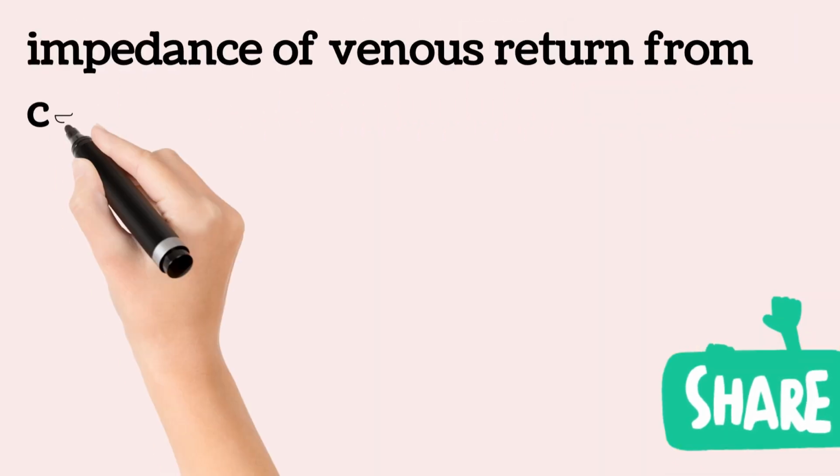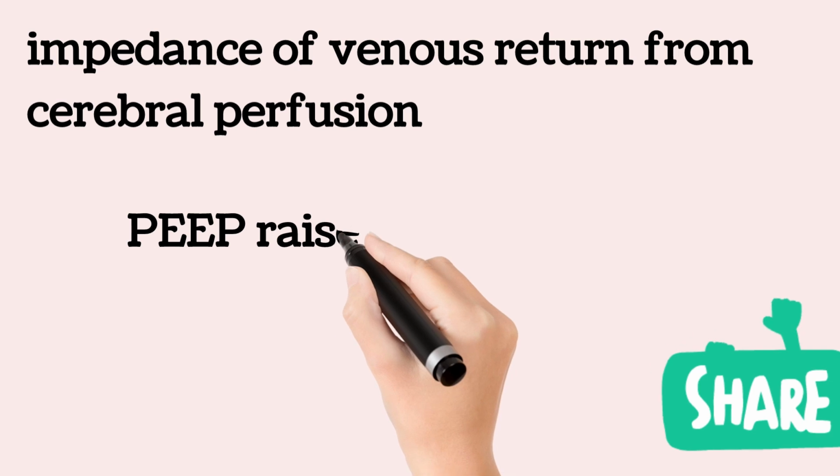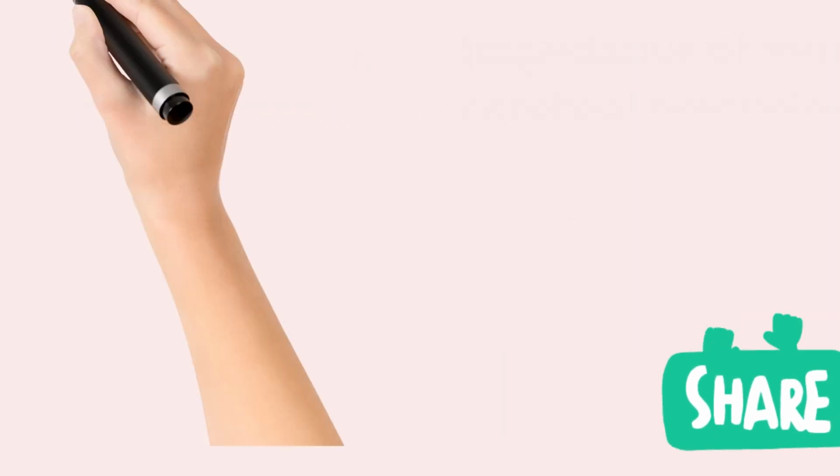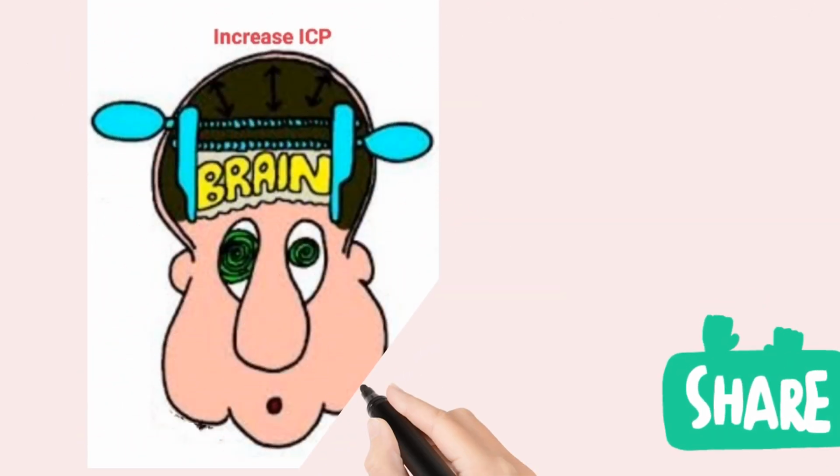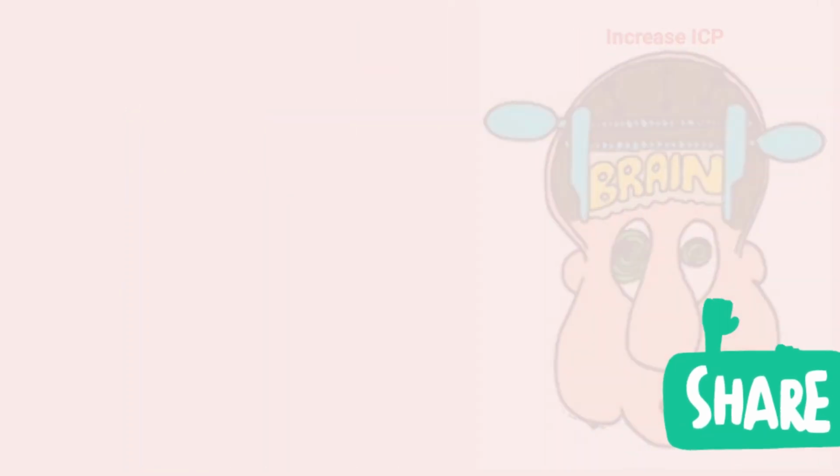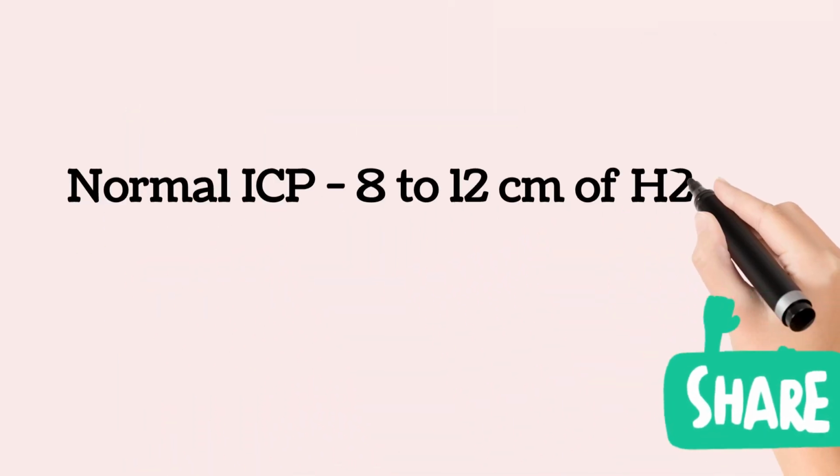In patients with normal lung compliance, PEEP may raise the intracranial pressure due to an impedance of venous return from cerebral perfusion. Normal intracranial pressure is 8 to 10 cm of H2O.